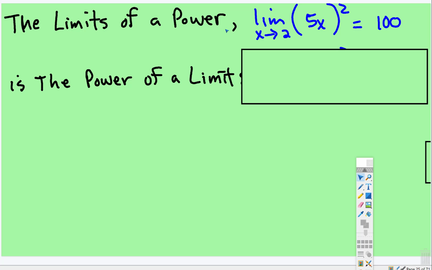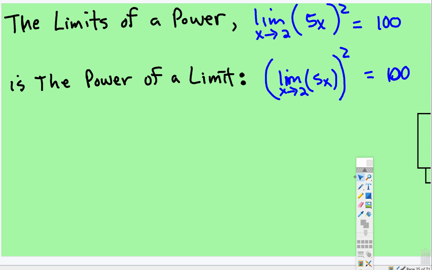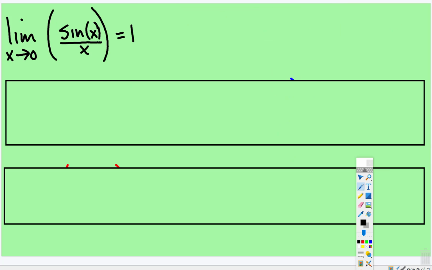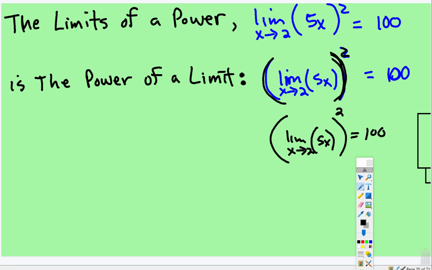But the limit of the power is the power of the limit. So then the power, you're squaring. So if we had this item right here, the limit as x approaches 2, 5x, well, that's equal, 2 times 5 is 10. What this is saying is you square that result before you put the answer. And I think that is it for that. All right, that's it.